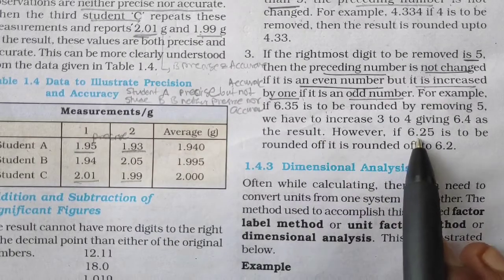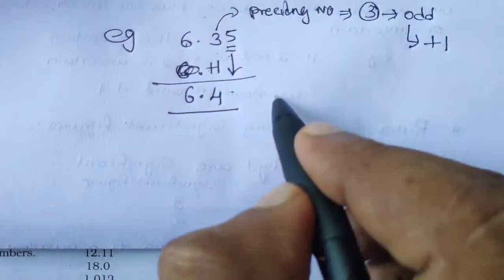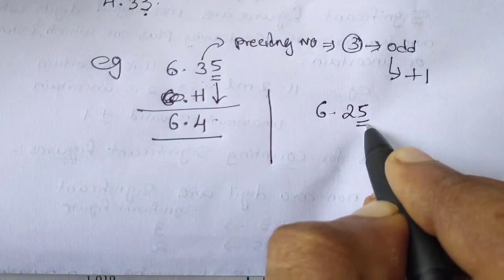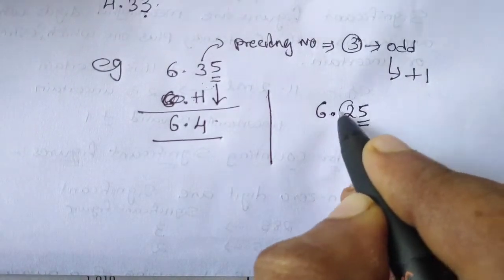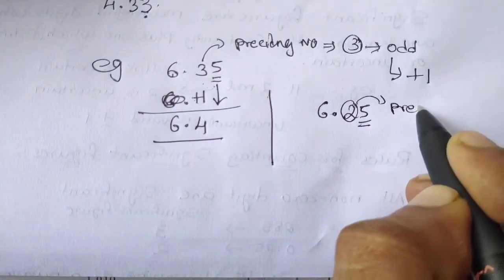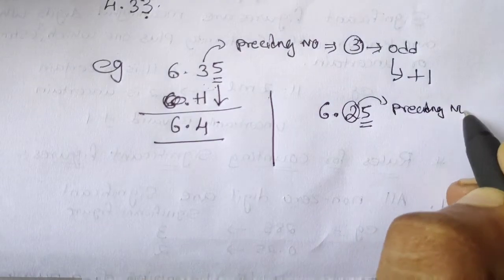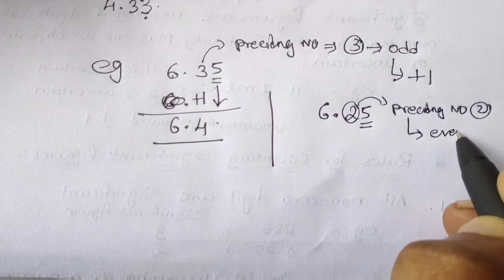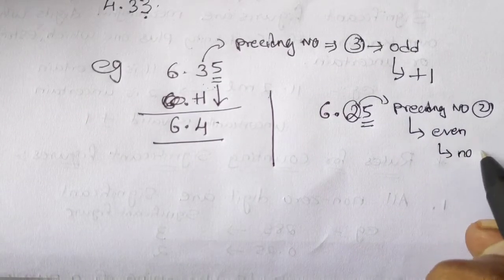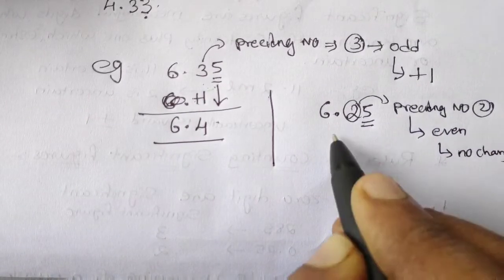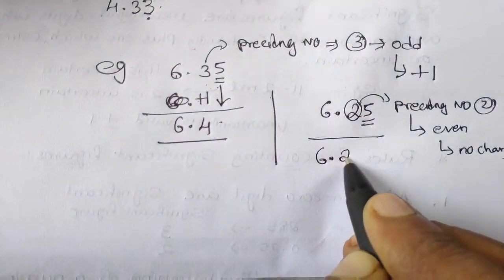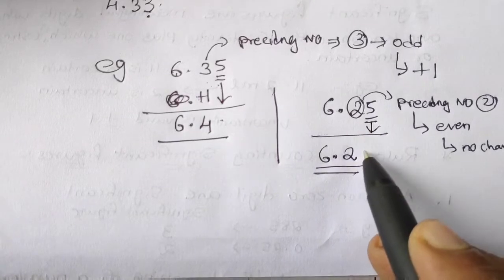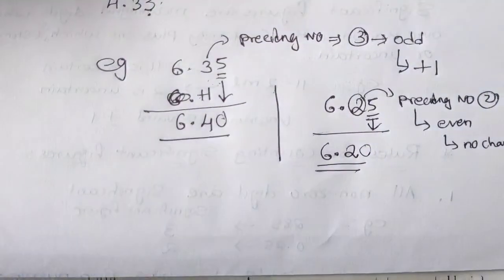However, if the number is 6.25, suppose the second example is 6.25 and this is the number you have to remove. Here 2 is the preceding number, and this preceding number 2 is an even number. If it is an even number, no change will be there, as we have seen. So directly you will write 6.2. That's all. Nothing to mention here; 0 will be there.